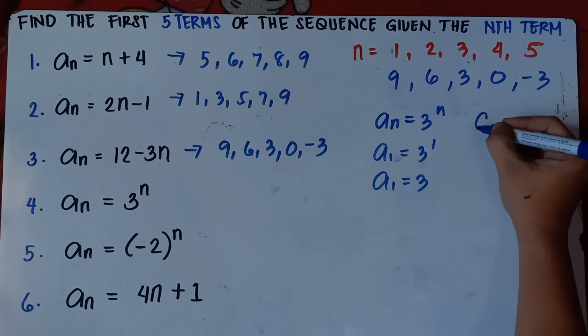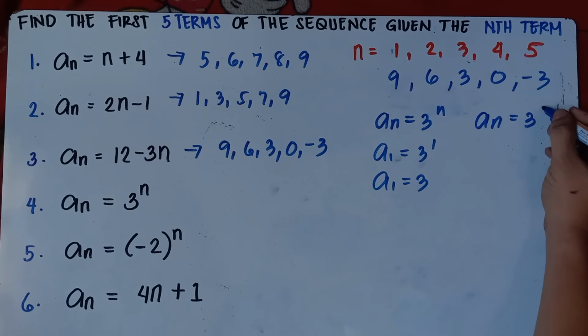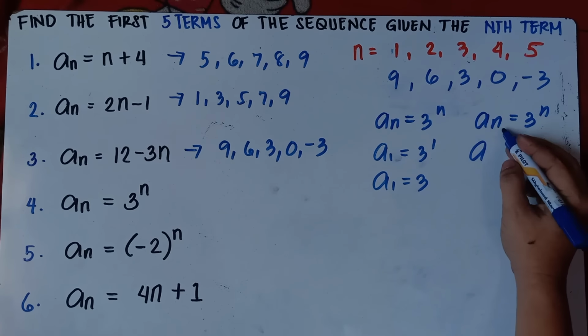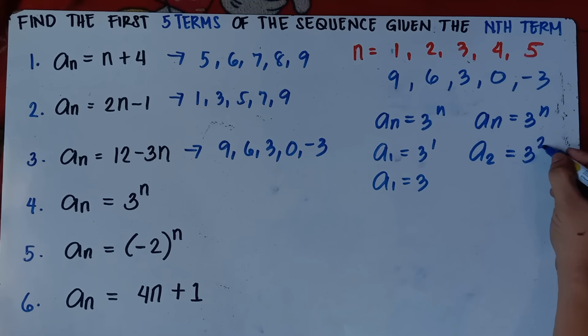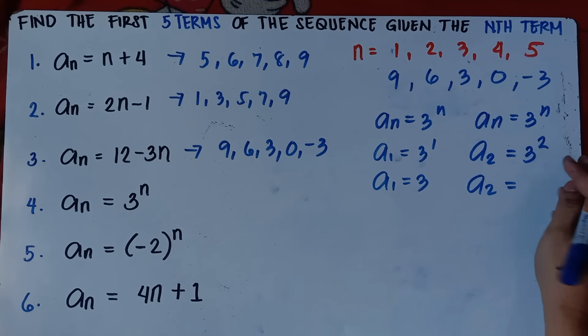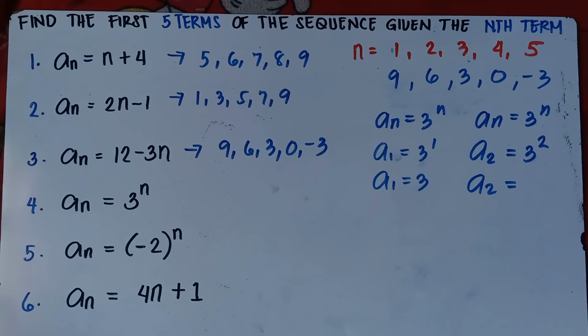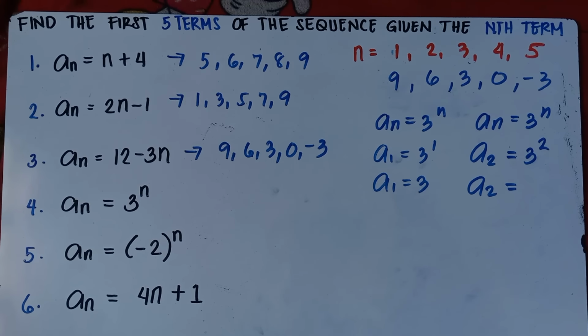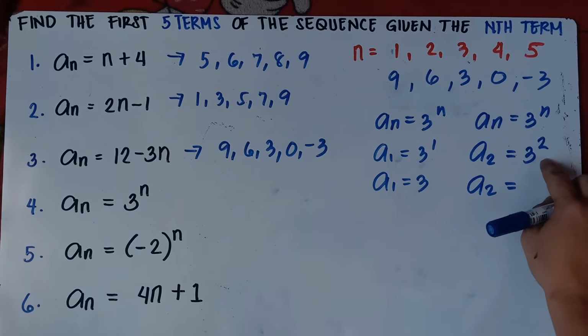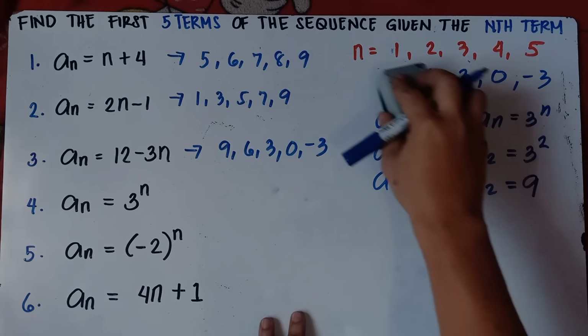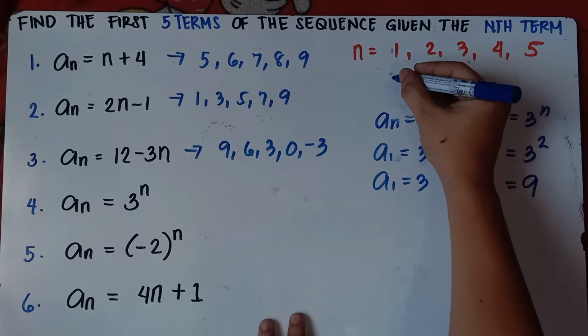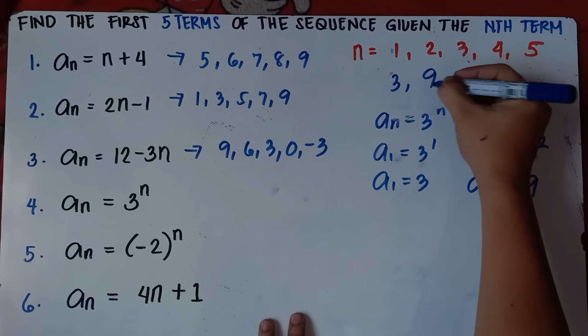Alright, so if n is 2, a sub 2, the second term, is 3 raised to the power of 2. It means multiply 3 by itself twice. So it means 3 times 3. Does it mean 3 times 2? No, it means 3 times 3. So 3 times 3 is 9. So the first term is 3, the second term is 9.